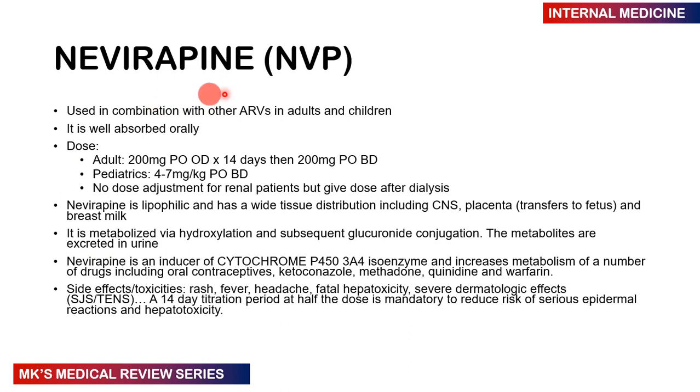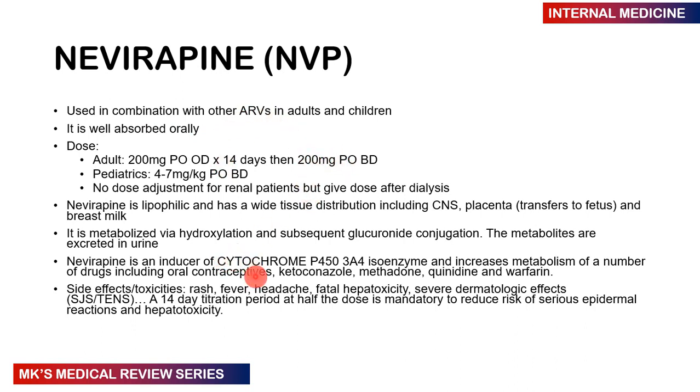So the first drug that we'll talk about is nevirapine, NVP, which is used in combination with other ARVs in adults and in children, but in adults it's slowly being phased out. We no longer have a lot of patients that are still on nevirapine. Then, of course, it is well absorbed orally. The dose is as follows. In adults, we give 200 milligrams once a day for 14 days. Then we give 200 milligrams twice a day.